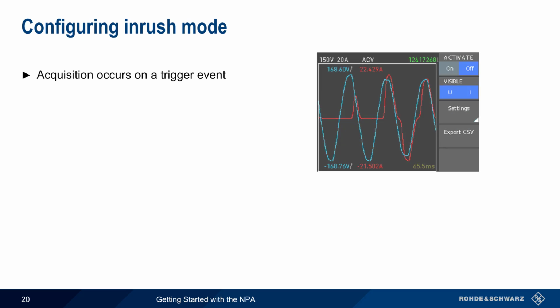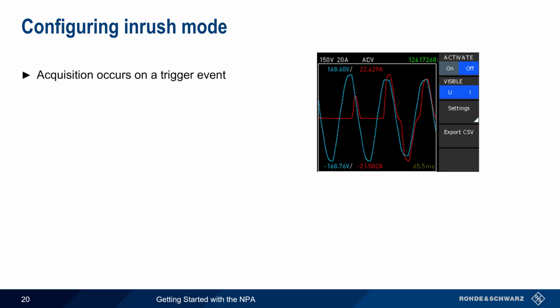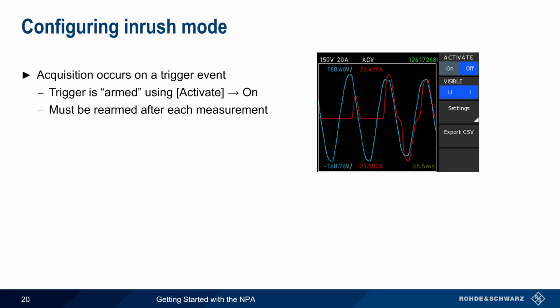Inrush mode measurements begin on a trigger event, and this trigger must first be armed using Activate On. The trigger must be rearmed after each measurement.